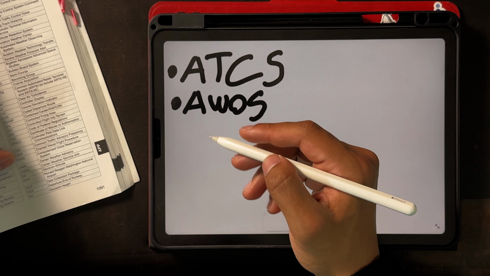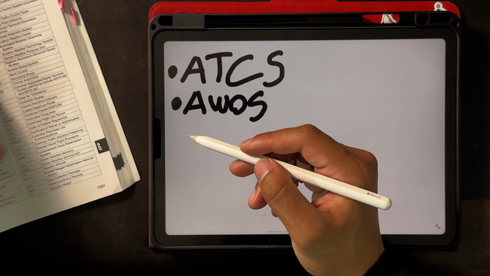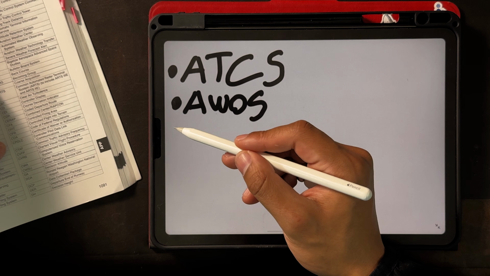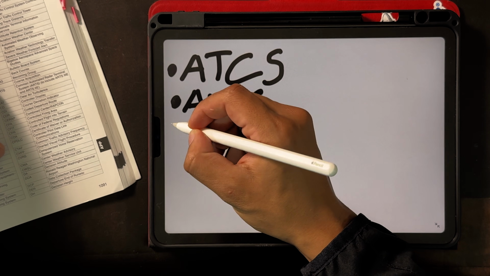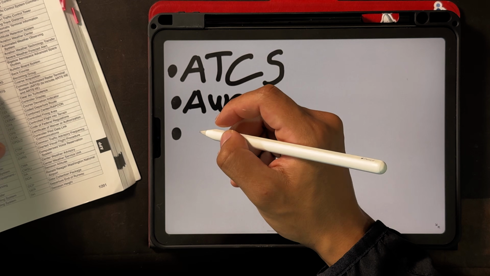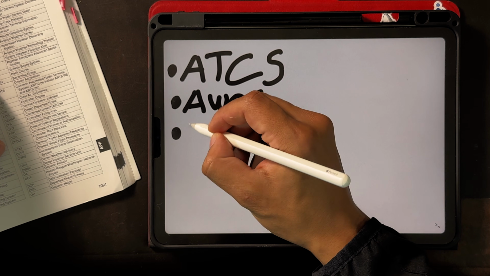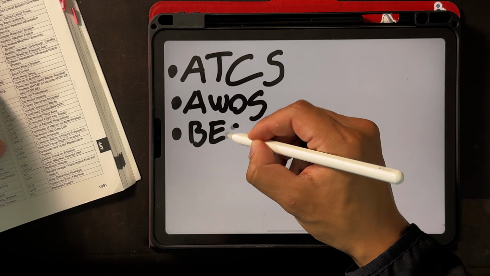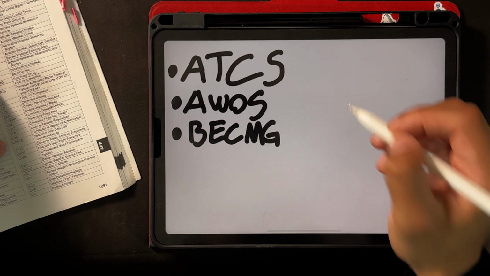Next, let's go for, I guess we should get, we'll get a B in here. There's not a whole lot of B acronyms. Let's go with B, E, C, M, G.